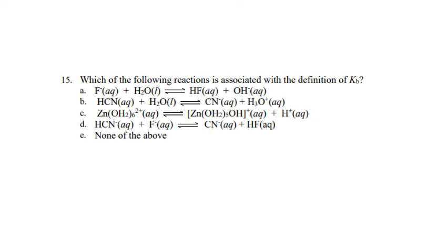Okay, this question is, which of the following reactions is associated with the definition of Kb? Kb is nothing but the base dissociation constant. So that means we have to look for a base. Base means we know it should contain hydroxide ion. So if it is producing hydroxide ion, that's going to be basic. So I can see that the first one is hydroxide ion production. So that is a base, or basic solution.